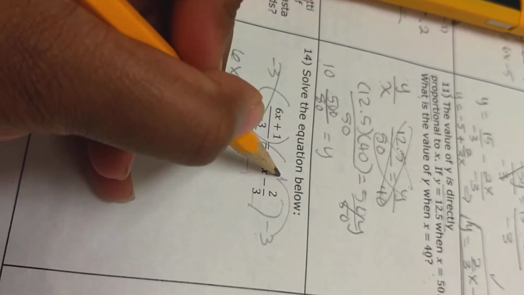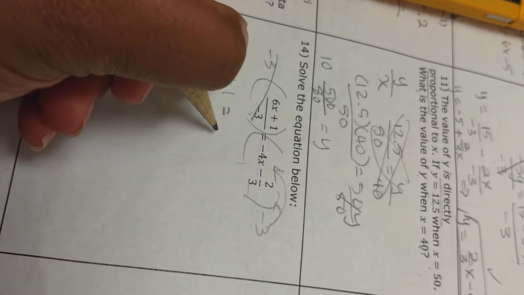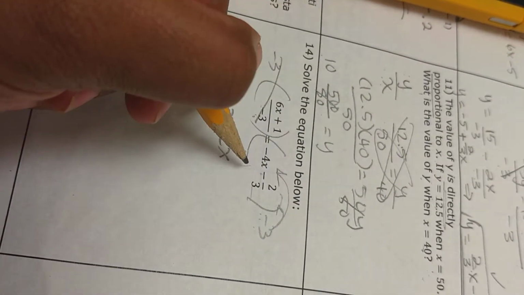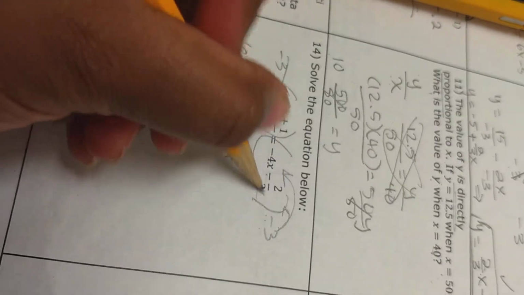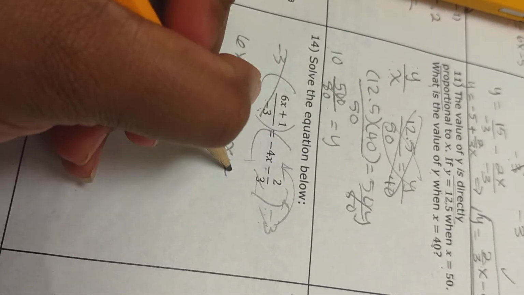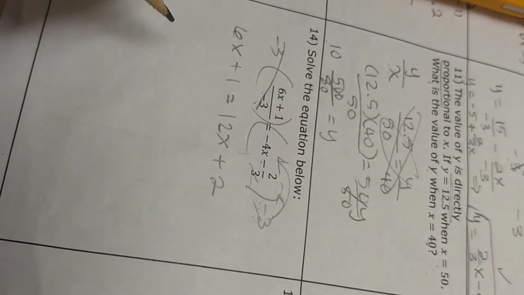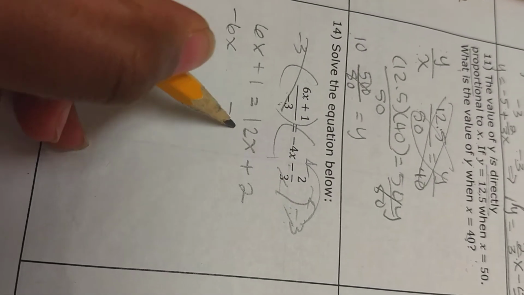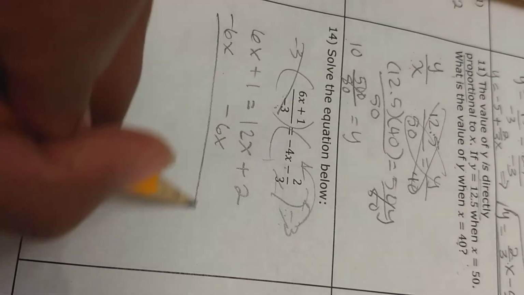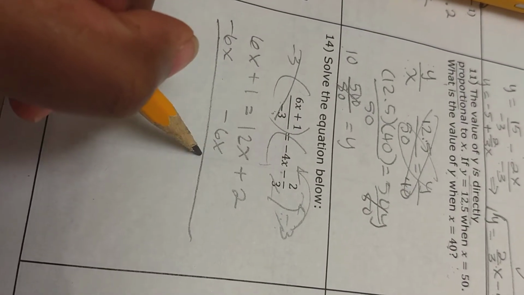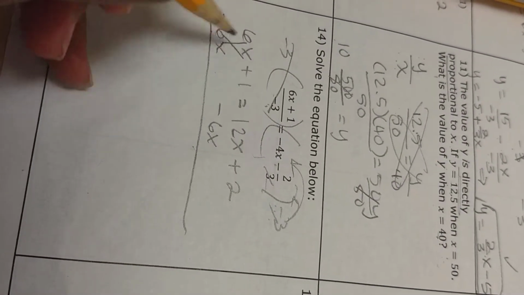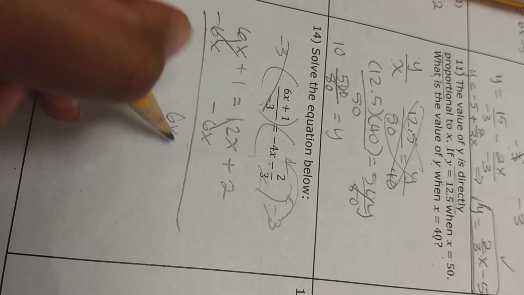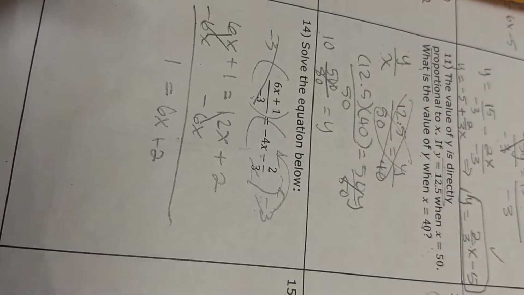Now I have to distribute, so negative 3 times negative 4 is 12x. Negative 3 times negative 2/3, those will cancel, and I would get plus 2. I can subtract my extra variable using inverse operations. And because I subtracted it here, I subtracted here for the subtraction property of equality. And I get 6x plus 2 equals 1.